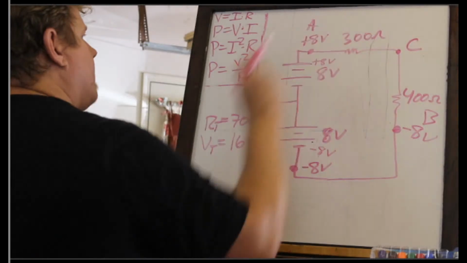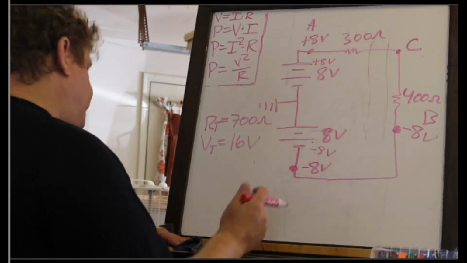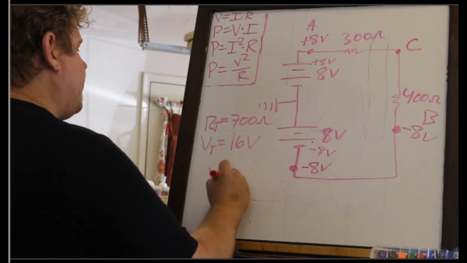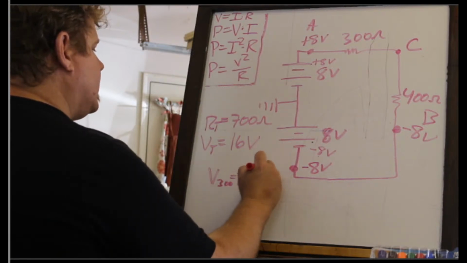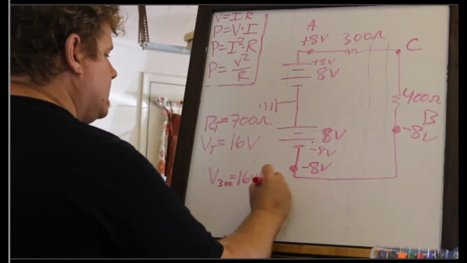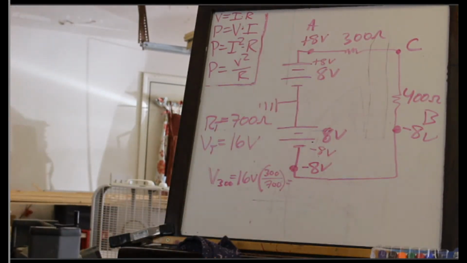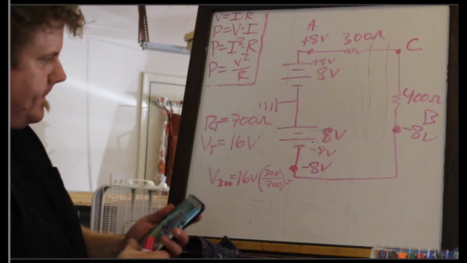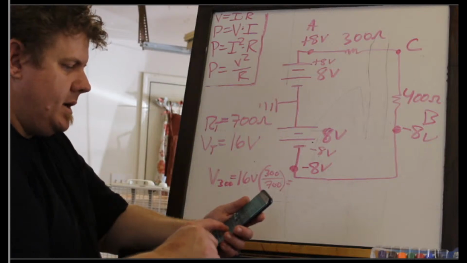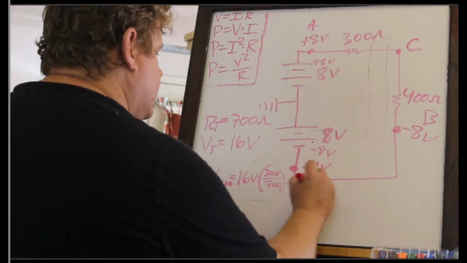So I want to know the voltage drop across this 300. Or I could find this one and then subtract the two. Okay? So 16 volts total, and I want to know the voltage drop across the 300. So 16 volts times 300 over 700. And that gives me the following. So 16 times 300 divided by 700, and I get 6.86 volts.